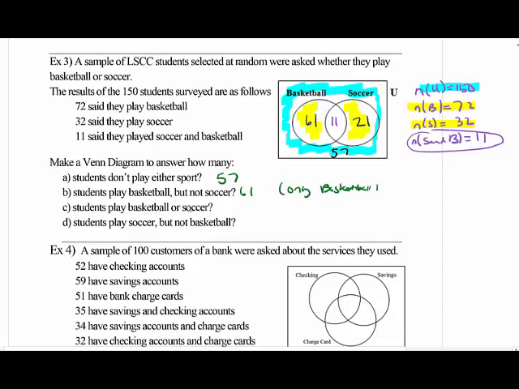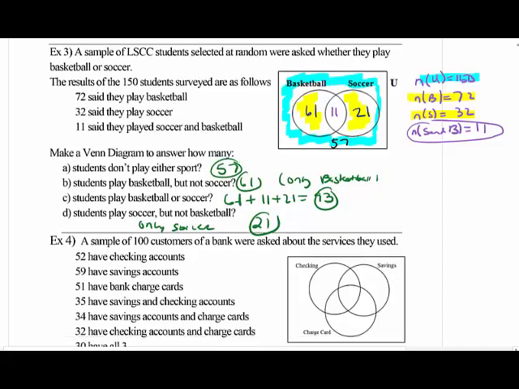Students play basketball or soccer, which means overlap both circles. So we have 61 plus 11 plus 21, and when we add those together, we should get 93, which we had already figured out above. Students played soccer but did not play basketball. Again, that's only soccer. So that's equal to the 21. Not hard, easy to make careless mistakes on.